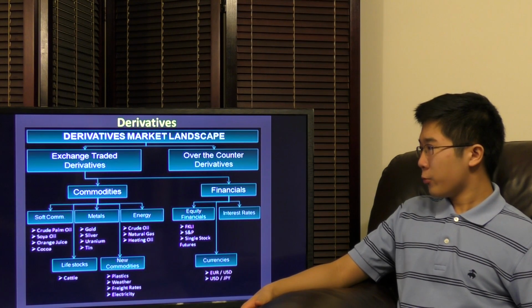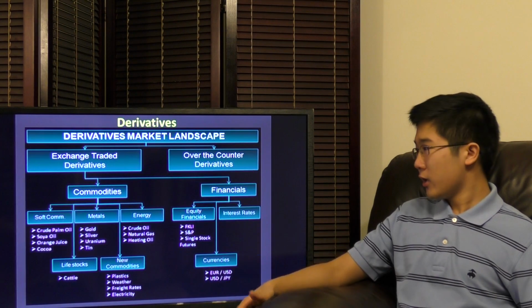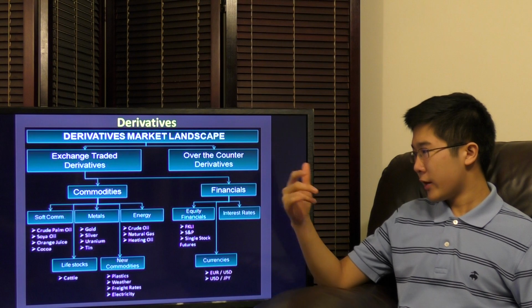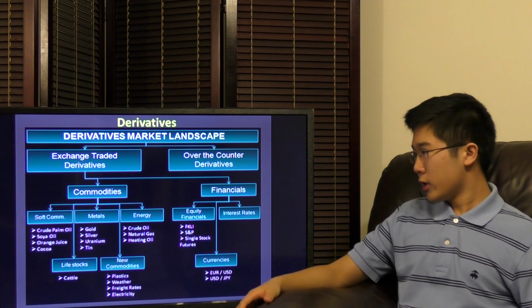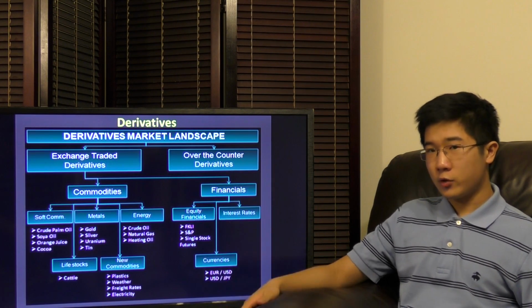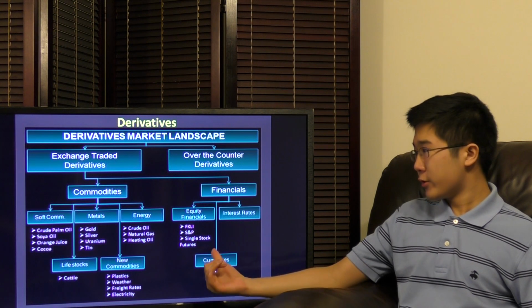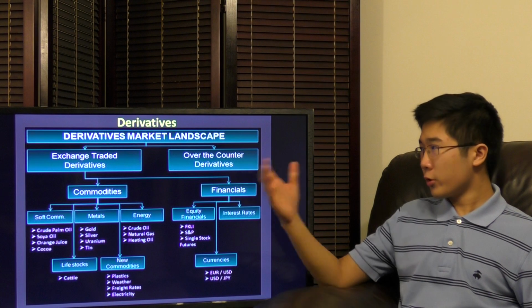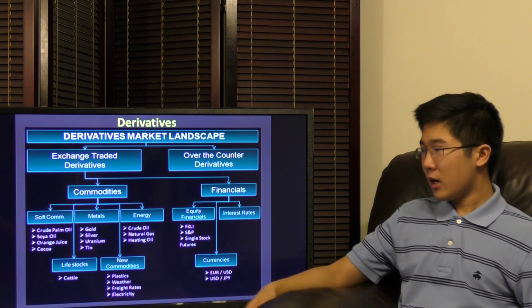And it's basically for things that you can't find in exchanges, such as financials, single stock futures, and equity financials. We have interest rates too. Interest rates are very complex and volatile, and there are currency derivatives, such as the currency market in general. So that's all we're going to talk about today: just the four main types of assets.